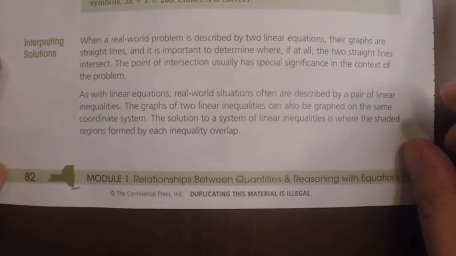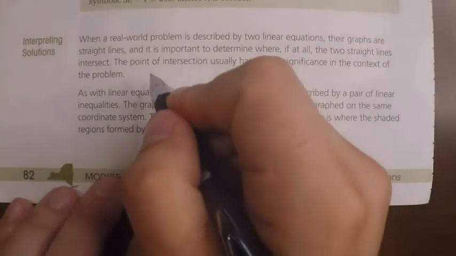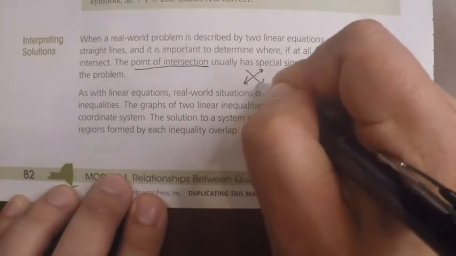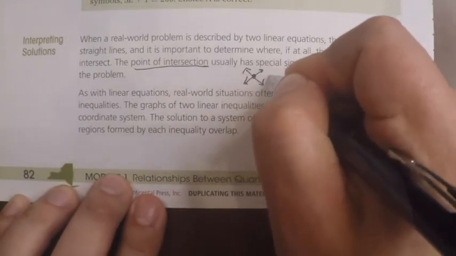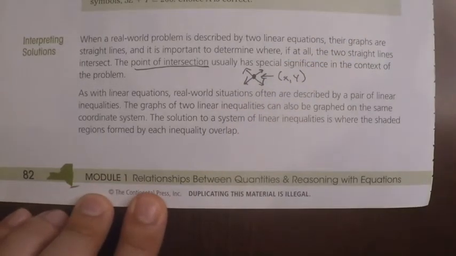So now let's look at the next section. It says interpreting solutions. When a real-world problem is described by 2 linear equations, their graphs are straight lines, and it is important to determine where, if at all, the 2 straight lines intersect. The point of intersection usually has special significance in the context of the problem. So remember, when we're talking about the point of intersection, we're looking at 2 straight lines and where they cross. That point has an x and y value. That is the point of intersection.